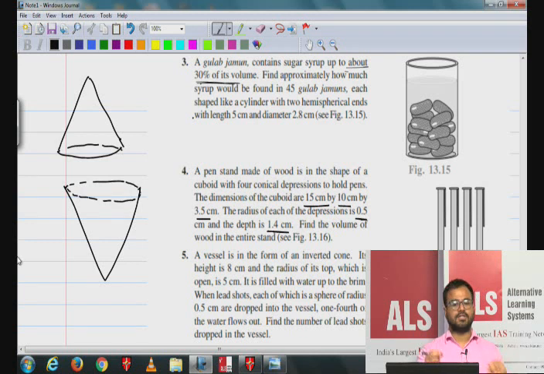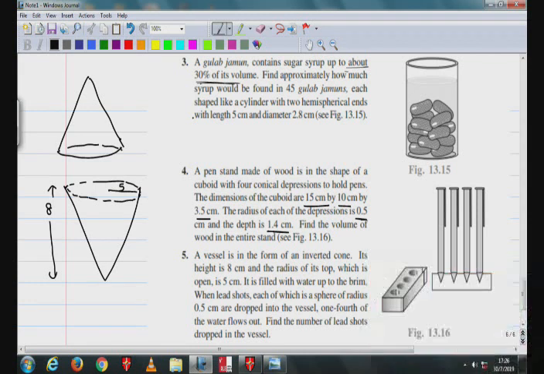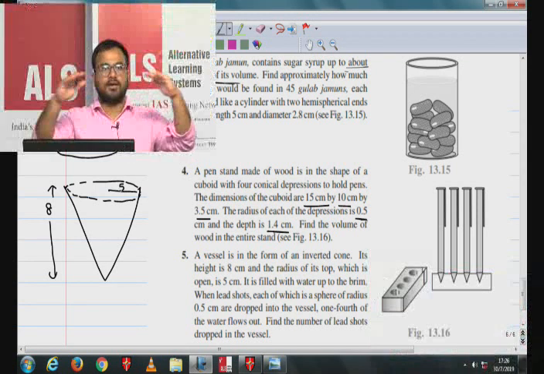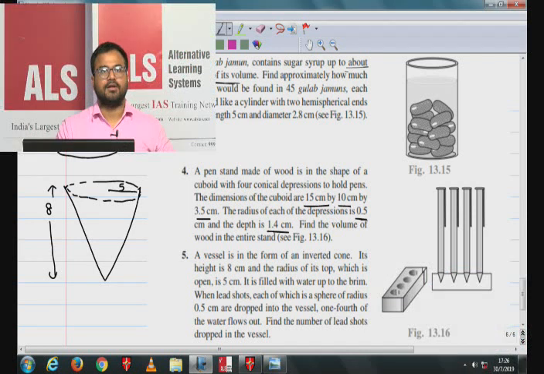Okay, so this is the question. The inverted cone is there. Its height is 8 centimeter. This is 8. And the radius of the top, which is open, is 5 centimeter. So this radius is 5. It is filled with water up to the brim. Up to the brim means up to the top level, or you can say the complete cone is filled with water. On the top edge it is filled.